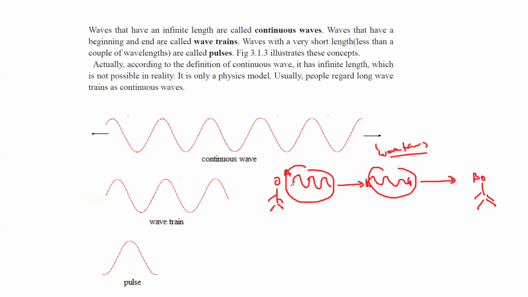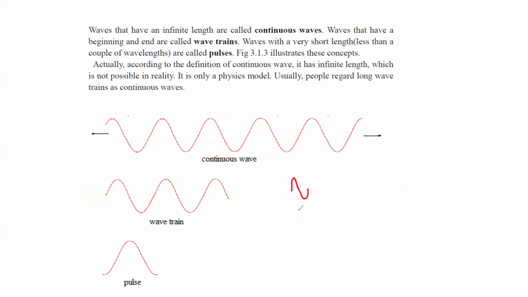A pulse is like a wave train, but when we produce one signal or less than one signal, one complete wave or less than one complete wave, we call that a wave pulse. So with too many waves, a continuous wave, we cannot identify the start or the end. We have a wave train, which is a finite number of waves, and a wave pulse, less than one wave.